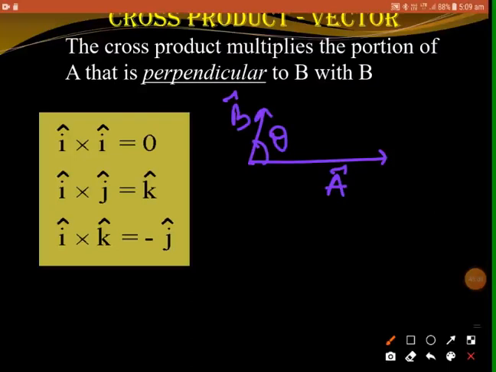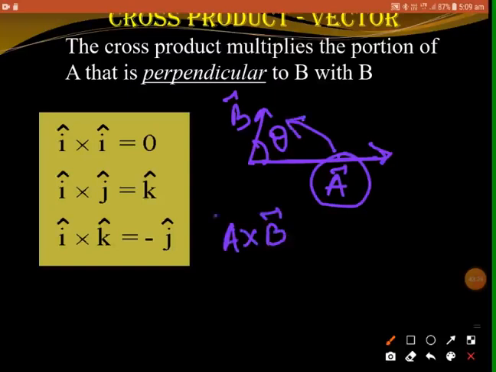I'm just repeating. You try to stretch your right hand such that your four fingers are mutually perpendicular to your thumb, and place your forefinger parallel to the first vector. Got it? And you try to curl your fingers toward the second vector. The direction of the thumb will give you the direction of the cross product of these two vectors.